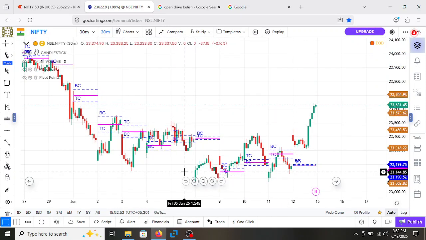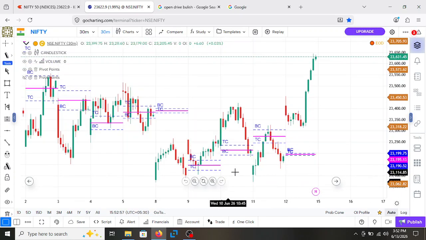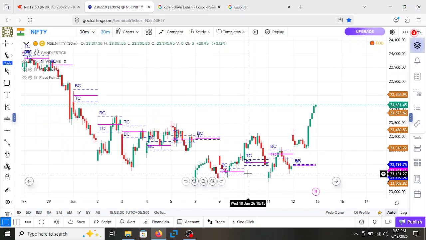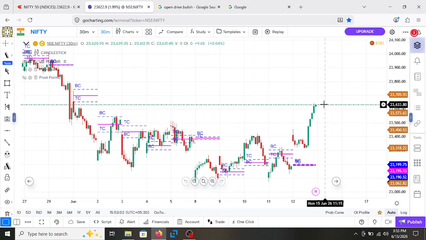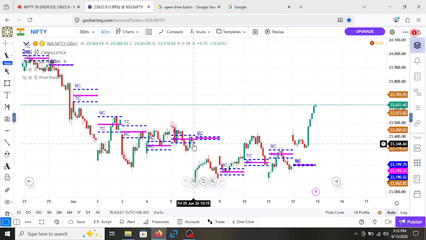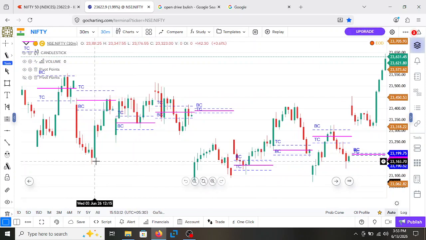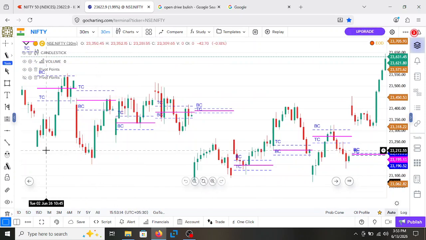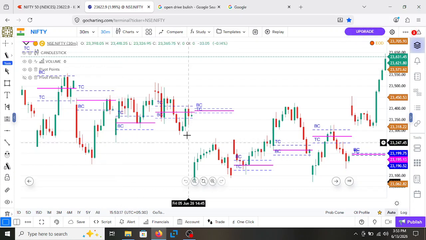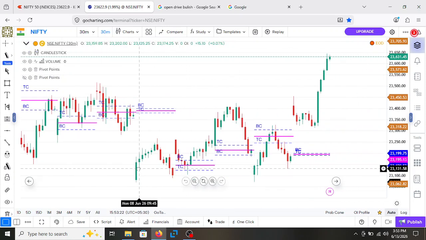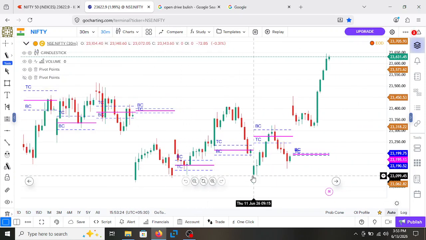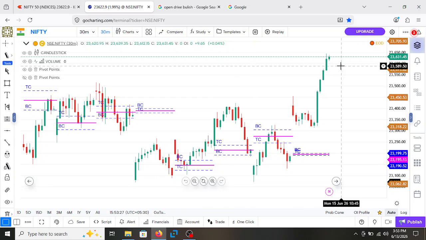Now we can find what institutions are doing based on the open types, and we can make our decisions for this kind of move. We can avoid the sideways phase, and we can look at this open drive. Again there's buying at this level, again open drive, Nifty again gapped down, but again they bought it here, they bought it here, they bought it here, and now we have the move.